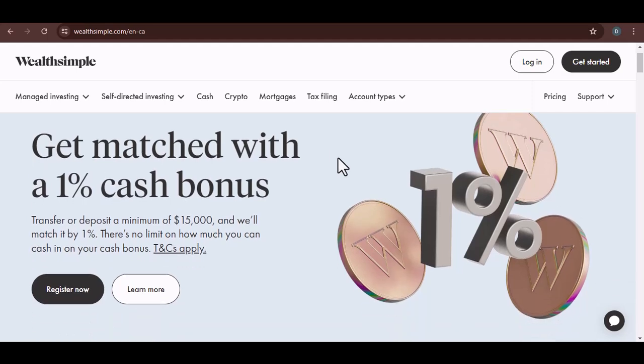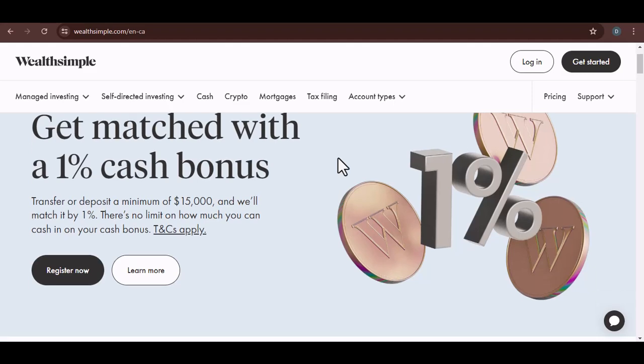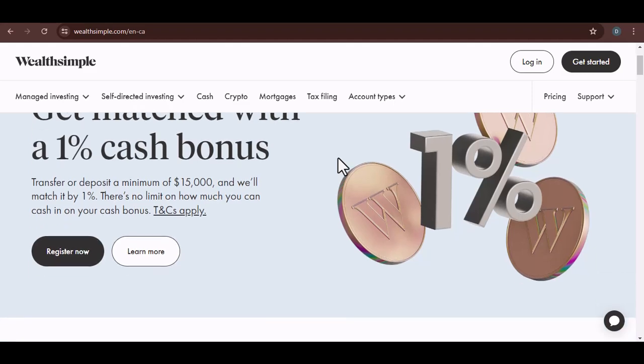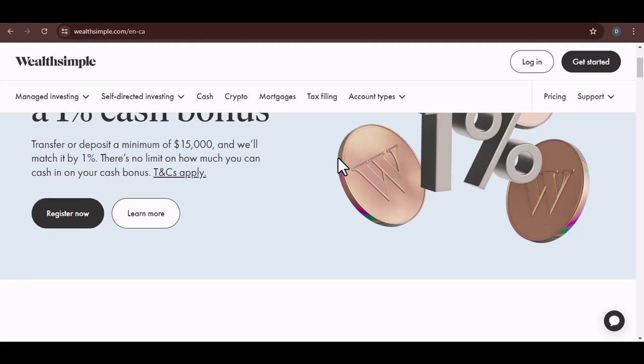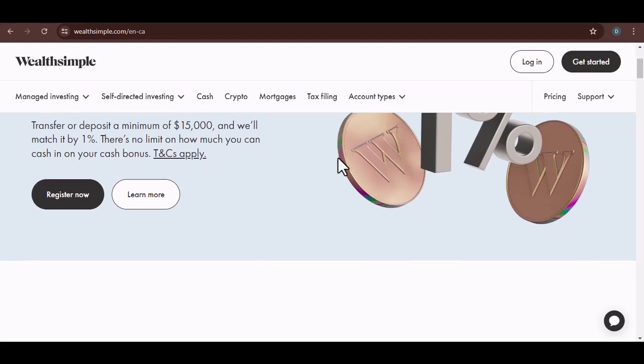Let's talk USDT. You know, that stablecoin everyone's buzzing about? It's pegged to the US dollar, supposed to be super stable, right? So, here's the burning question. Can you actually stash your USDT on Wealthsimple?